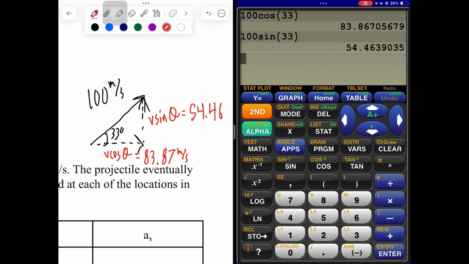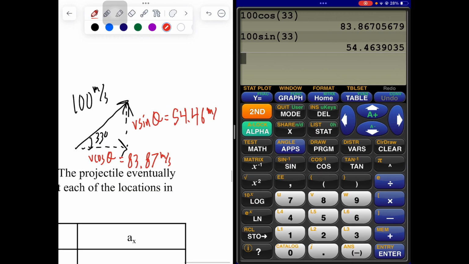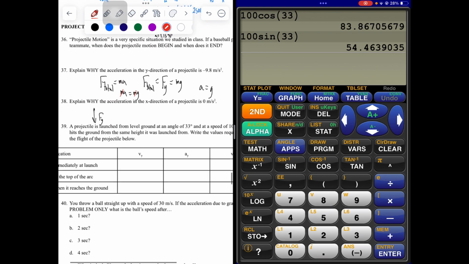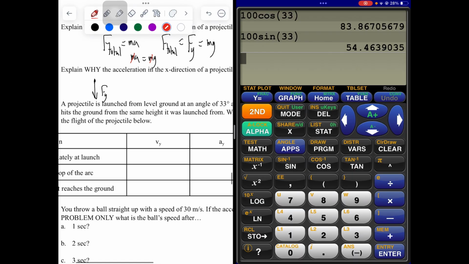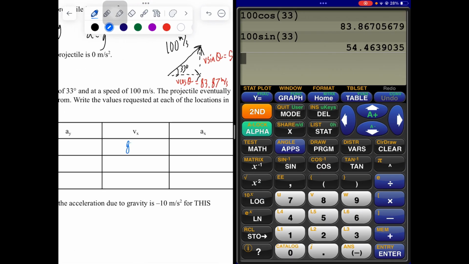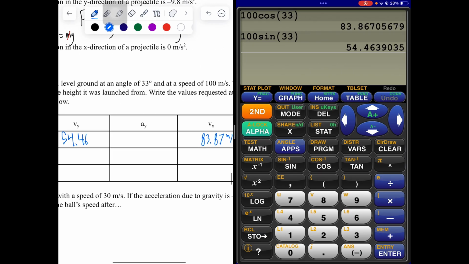54.46. Now we can plug this in. Right after the launch, velocity in the y, 54.46. Let's switch to a different color for funsies. Can never go wrong with blue. 54.46. Velocity in the x, 83.87. We'll tack on units, of course.